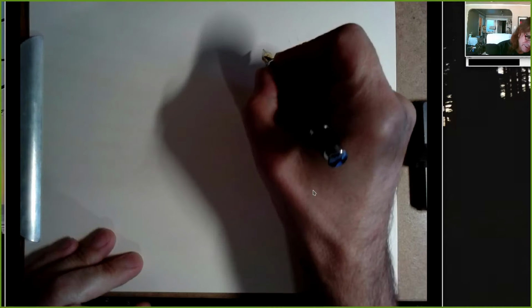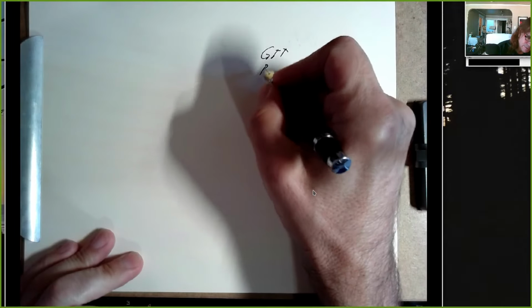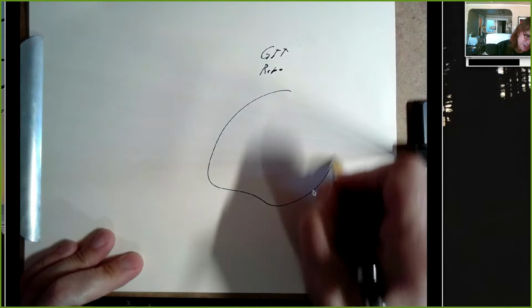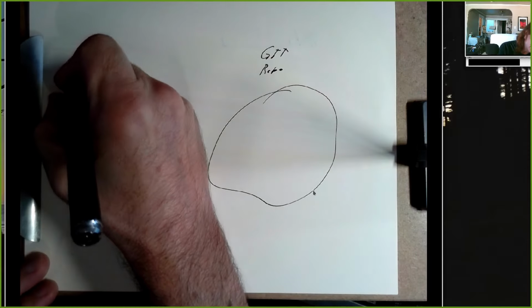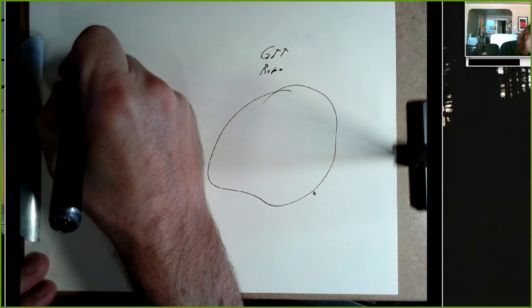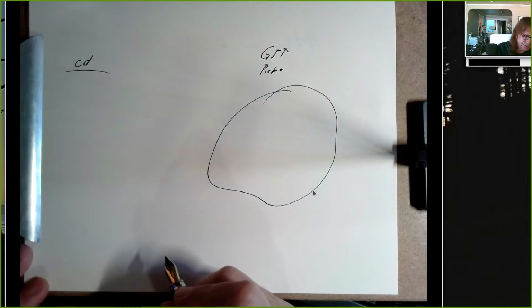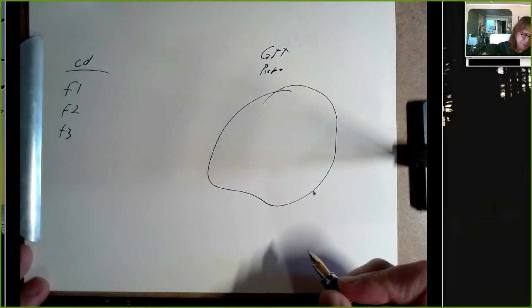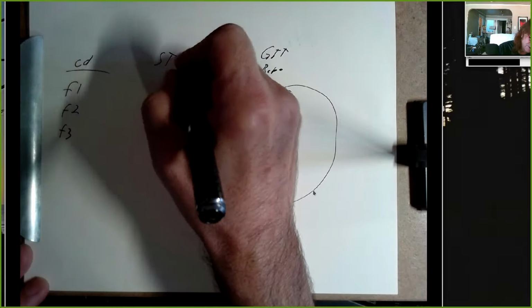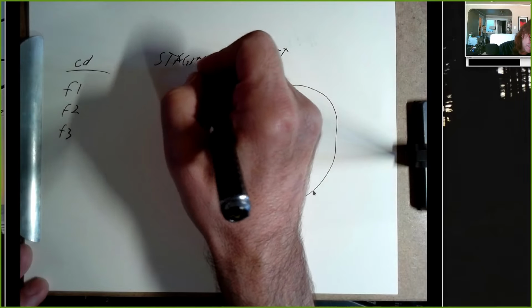And here's the sort of picture of what's going on. So here's your Git repository. Just think of it as a place where all your stuff is stored. Here's your current directory, and you've got file 1 and file 2 and file 3. There's a thing called a staging area.